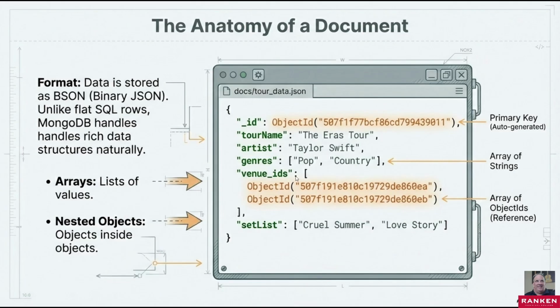It'll also hold regular string data, right? Tour name, artist, genres. Here is an array of strings, pop and country. Here's venue IDs. This document is considered a concert, and this is the tour name, the artist. Here's the venue IDs. Well, these can be in a different collection, right? So this is how you can reference objects in a different collection.